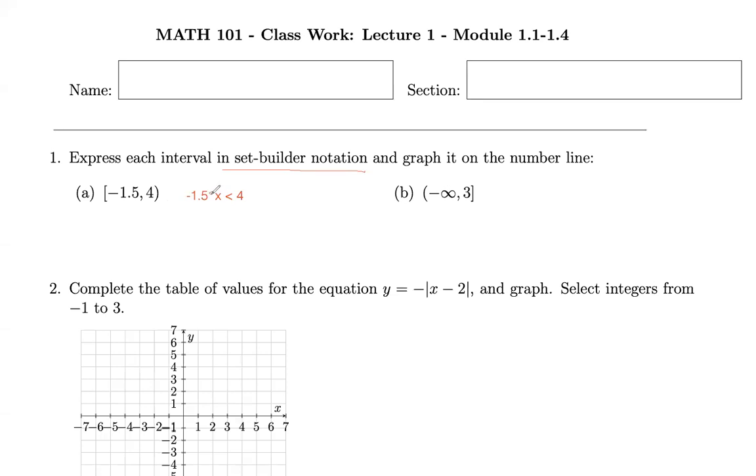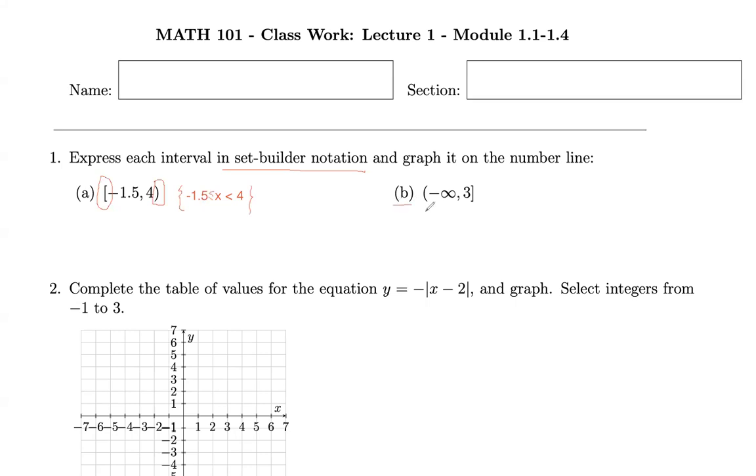In between negative 1.5 and X, that's a less than or equal to sign, because this is a bracket. Since it's a bracket, we need the equal sign. And 4, we see this is a close parenthesis, so that means just less than, no equal sign. And we call this set builder notation, or sometimes just set notation.